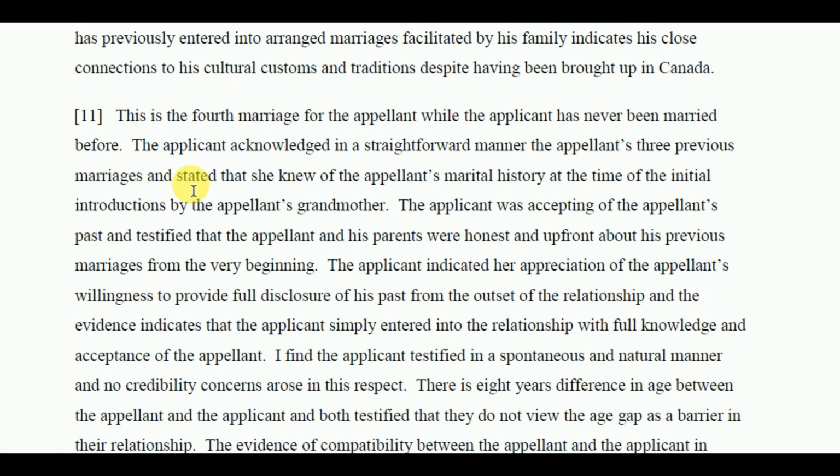The applicant indicated her appreciation of the appellant's willingness to provide full disclosure of the past from the outset of the relationship. So the evidence indicates that the applicant entered into the relationship with full knowledge and acceptance of the appellant. I find that the applicant testified in a spontaneous and natural manner. This is very, very important because visa officers do take note of this particular fact, how spontaneous and how naturally you're answering the questions.